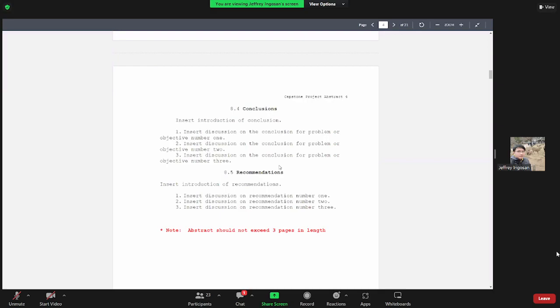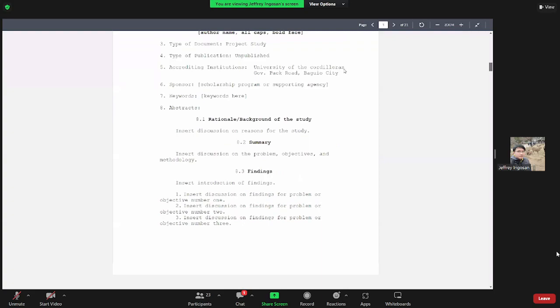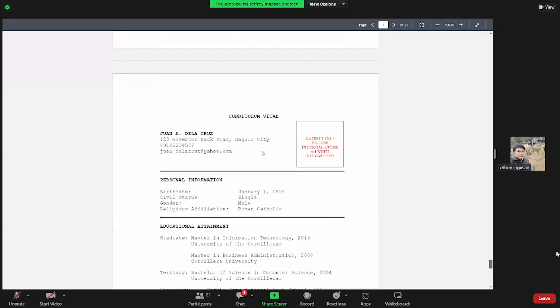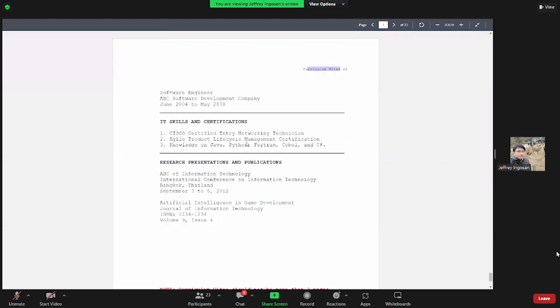Another item that I would want to emphasize, the header label is size 9, while the discussions are all size 12. All discussions are size 12. From the title page up to the curriculum vitae, all are size 12. Courier New size 12. It's only the label of the header plus the page number which are size 9. So please take note of that. So label and page number, header, size 9. From title page up to curriculum vitae, size 12.